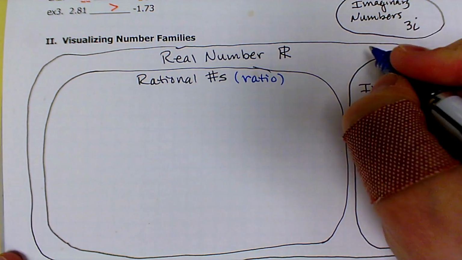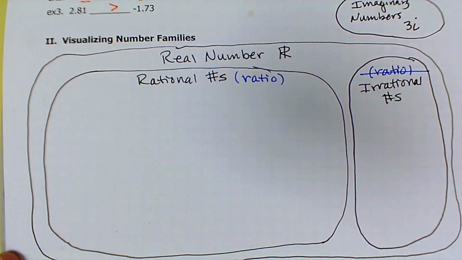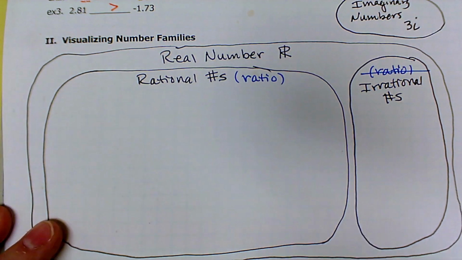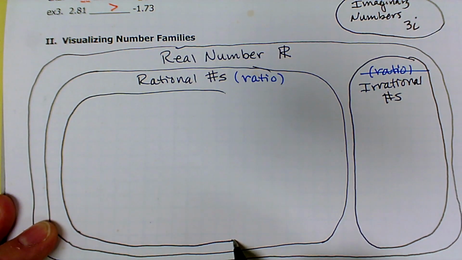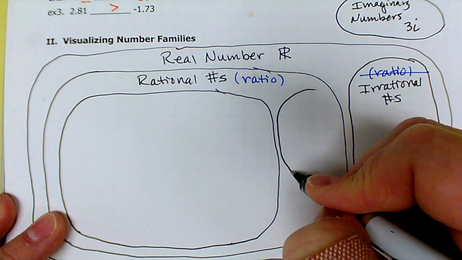An irrational number cannot be written as a ratio of two numbers. So any number you can write as a fraction, as a ratio, is a rational number. Inside rational numbers, you have a large family, and then two smaller families.